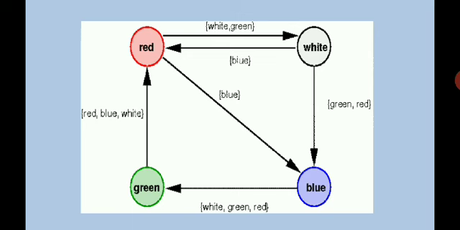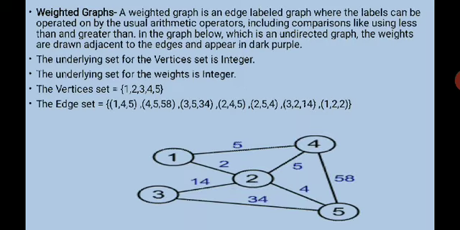You should not get confused, it's very simple. Okay, what's a weighted graph? A weighted graph is an edge-labeled graph where the labels can be operated on by the usual arithmetic operators, including comparisons like less than and greater than. Weighted graphs are already used for comparison because you have to find the shortest cost to reach any destination. So your weighted graph will actually help you find the shortest cost, because that is what they are used for. The weights will really help you in getting from one destination to another.